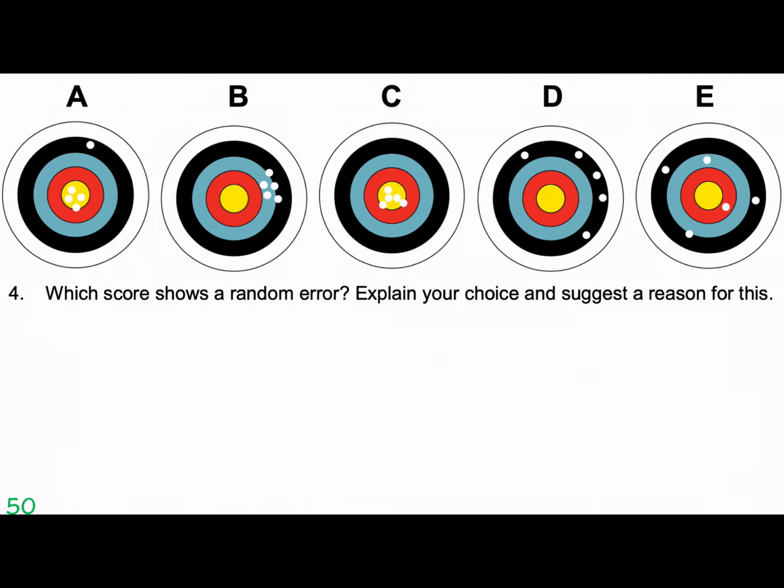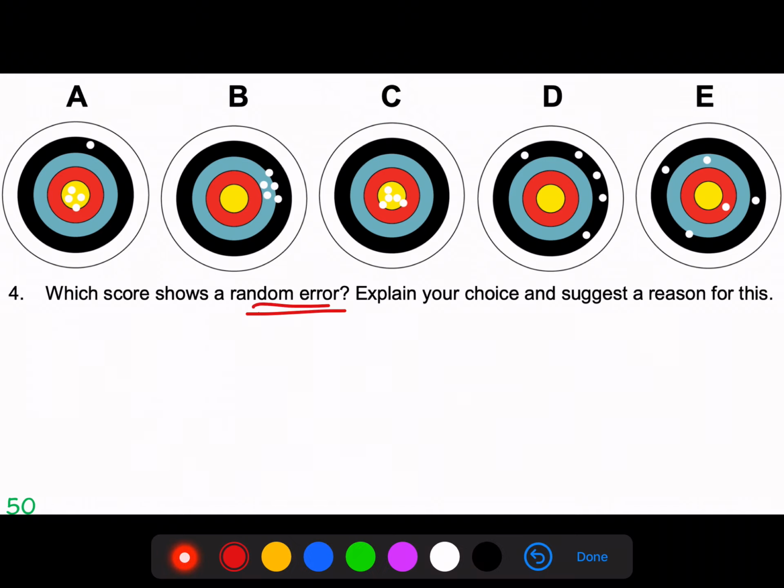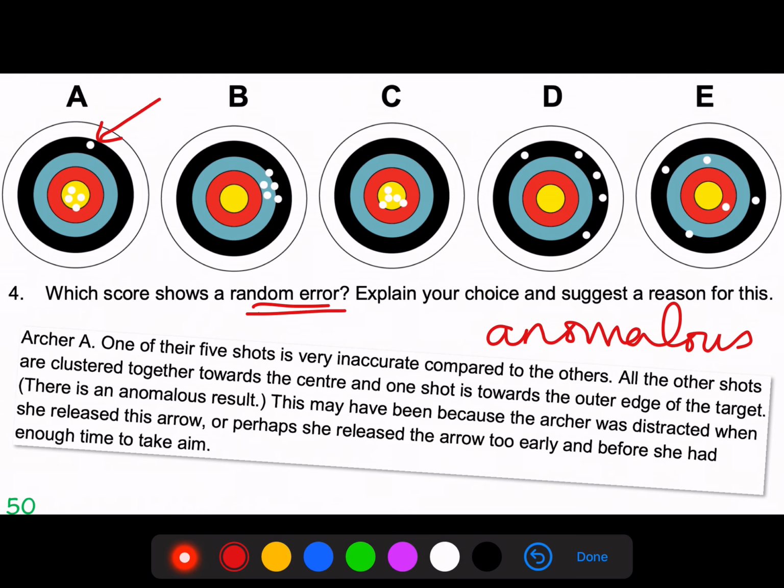Which score shows a random error? Now that's a new term, and I'd like you to talk about random errors. Random errors cause outliers or anomalous data results. Okay, anomalous data points. This looks like a random error to me. Basically, they've got 4 data points here that are very similar, but there's a 5th that is way out. And you can imagine how this would look in a scientific table of data results, can't you? You'd have 1 data point that was just very different to the other 4.